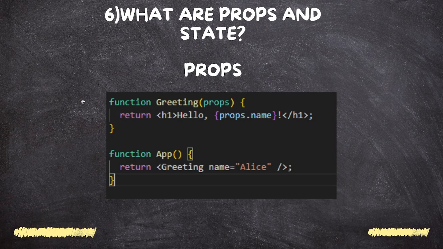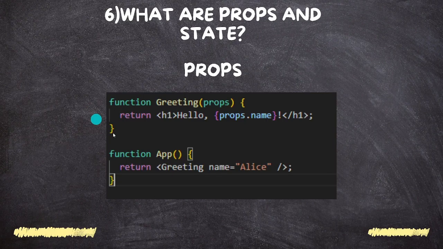The next question is, what are props and state? Think of props as parameters you pass into components. Just like you pass arguments into a function, props let you pass data from one component to another, usually from a parent to a child. Props are read-only, which means once a component receives them, it can't change them. That makes props perfect for displaying static data or customizing a component.